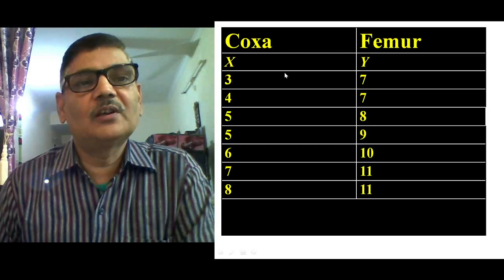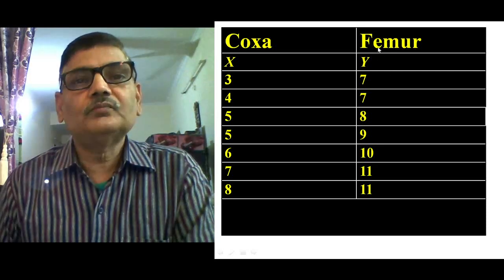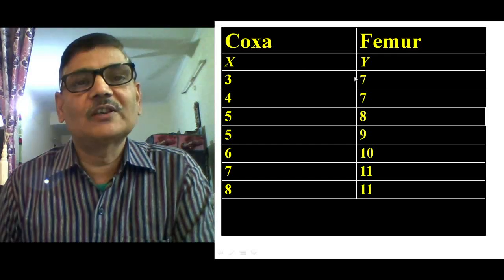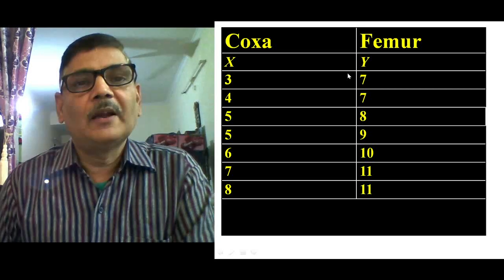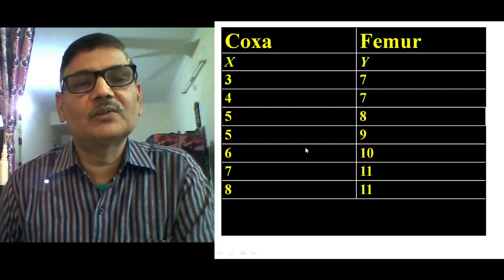If you consider the first insect whose coxa size is 3 millimeter, then in that case its femur size comes 7 millimeter. So you have taken the measurement of femur also of such insects, and those values are shown here in the form of the y variable. So x and y are two variables, and these are the observations. As I just told, 1, 2, 3, 4, 5, 6, 7 observations are there.